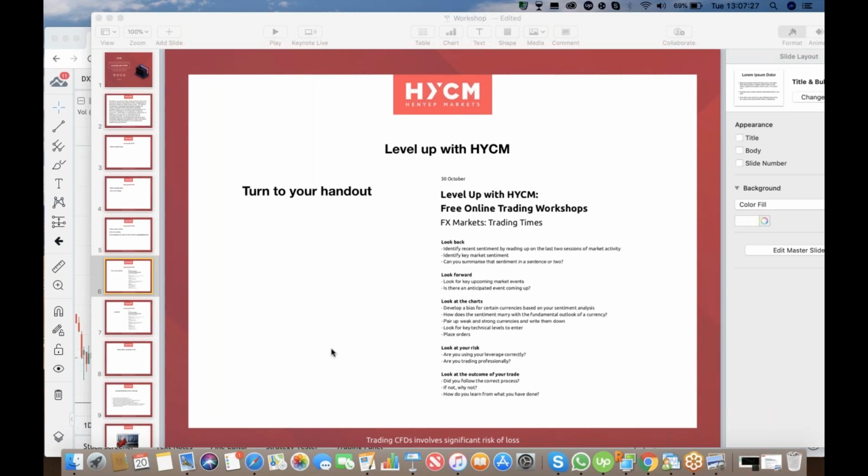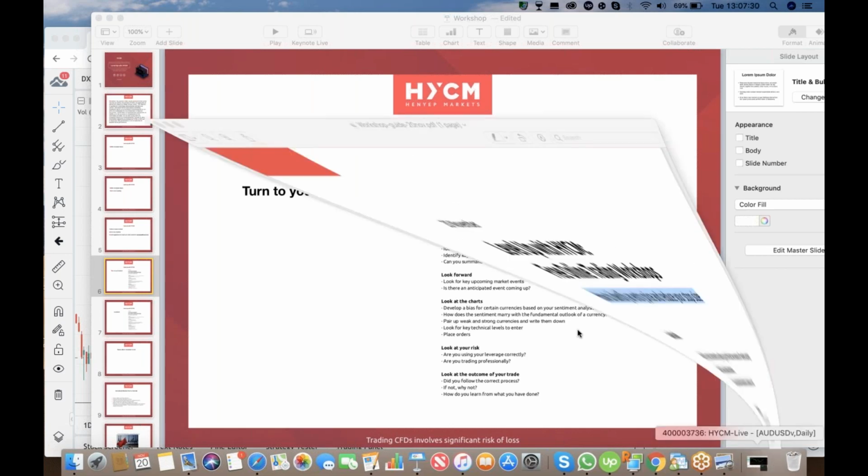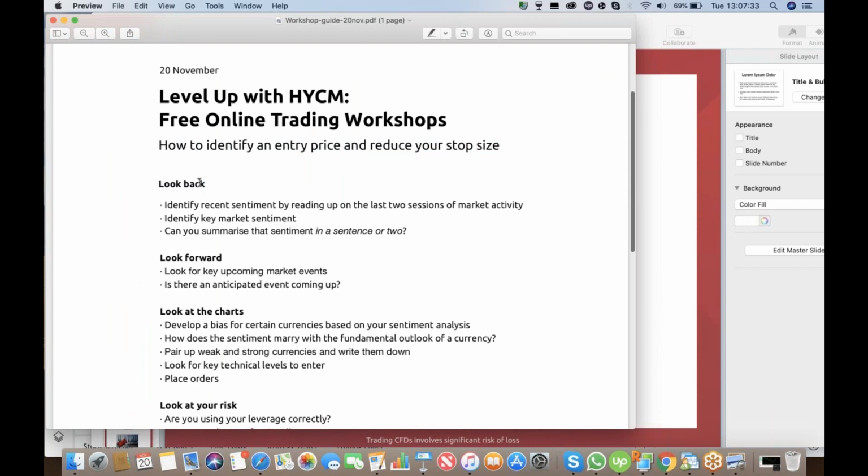Now, the first thing to realize as we turn to our handout, the first section is looking back. Before you can look forward, you have to look back. The first thing you do when you come to your trading desk, before you even open a chart, you want to look back to identify the recent sentiment by reading up on the last 2 sessions of market activity. This is the first thing you do.